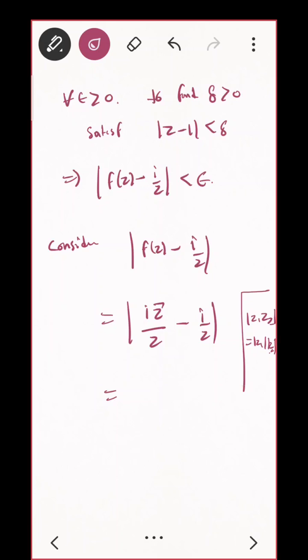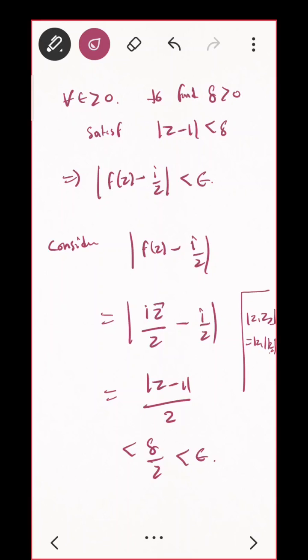Come on, speak up. This thing will be the same as mod of z minus 1 by 2. You just check. And since you have considered mod z minus 1 is less than delta, so this is less than delta by 2, and that is less than epsilon. What delta will you choose? Choose your delta which is less than 2 epsilon, then that will work.